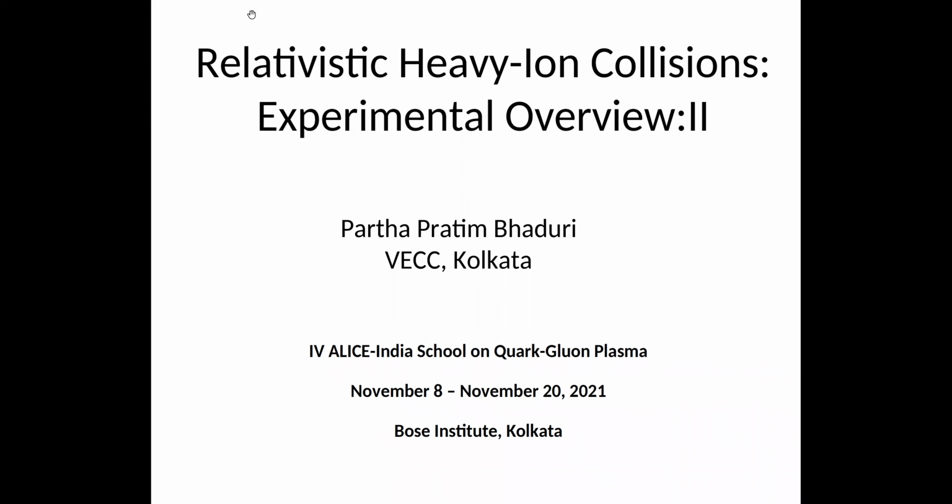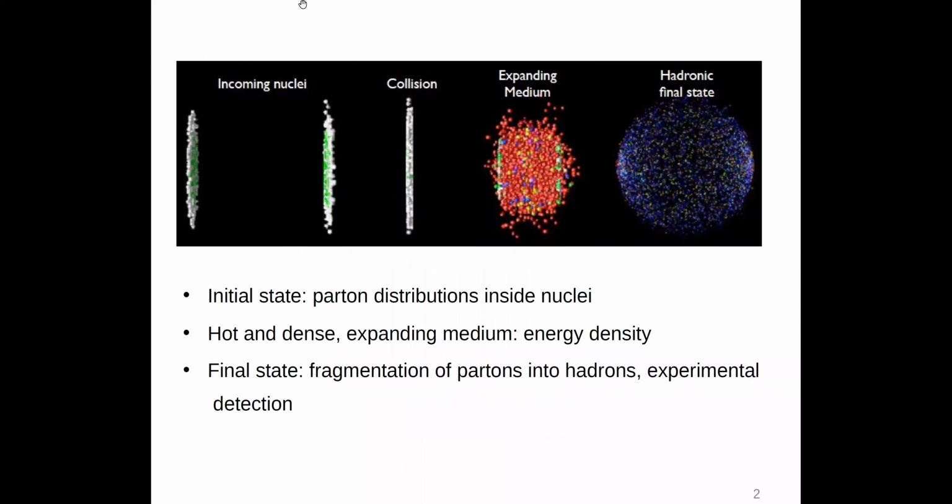We have stopped today. In the last two classes, we have seen some general attributes of heavy ion collisions. And in this class, we will quickly discuss some of the signatures of Quark-Gluon plasma production in relativistic heavy ion collisions. So let's start with the space-time picture of the heavy ion collision, or the stages of the heavy ion collision.